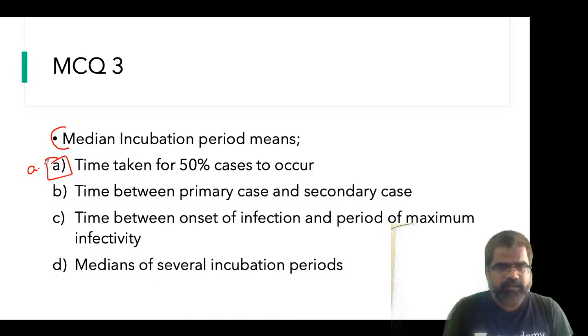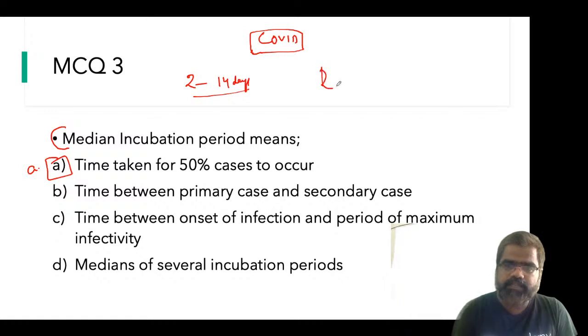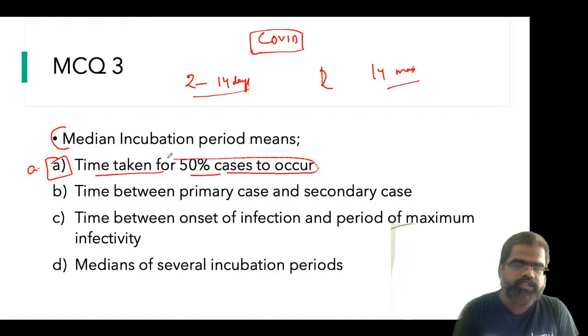Okay, good. If you take COVID, nowadays the best way of explaining anything is with COVID as an example. We know the COVID incubation period is roughly 2 to 14 days. So 2 is the minimum incubation period and 14 is probably the maximum. Then what is the median? Median, as you know, is a measure of central tendency: time taken for 50% of cases to occur. So this is called median incubation period.